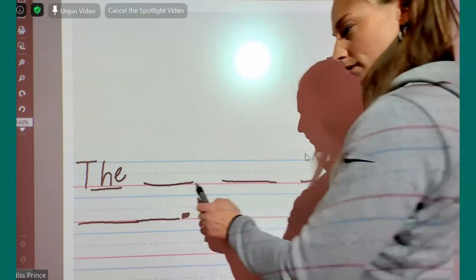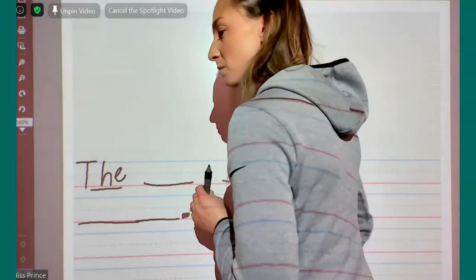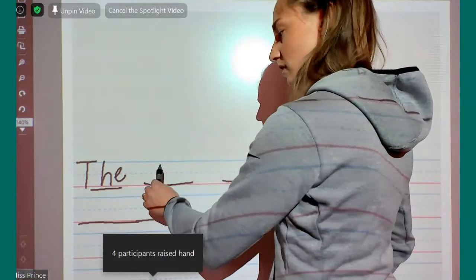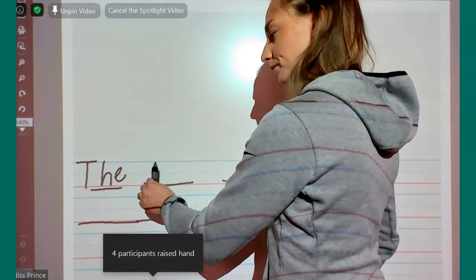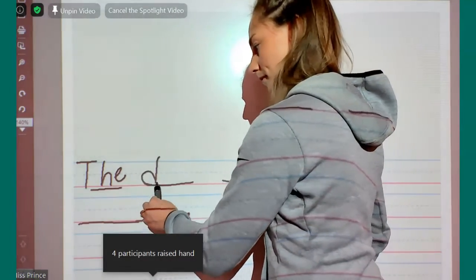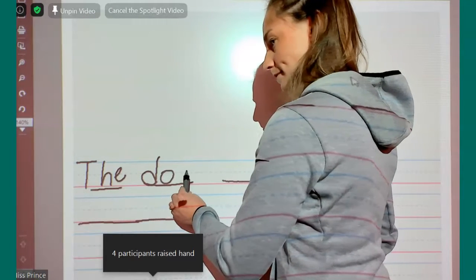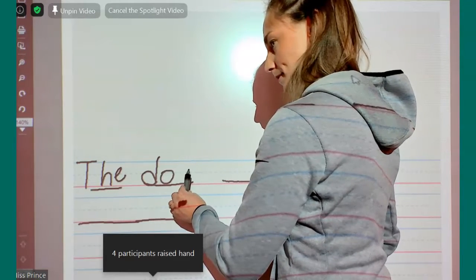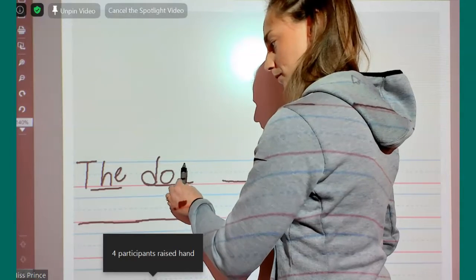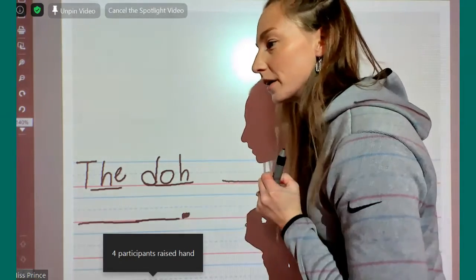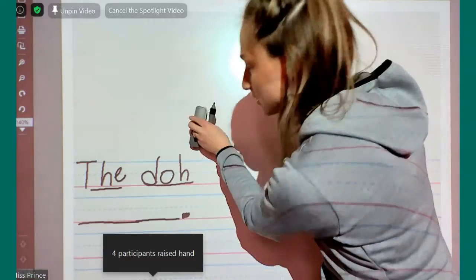No. Okay. Aaron, will you help me spell dog? D. Dog. D. O. G. G. No. What letter says G?